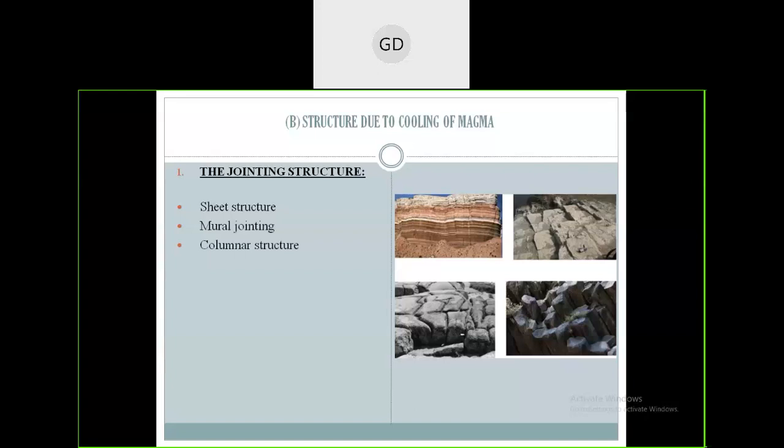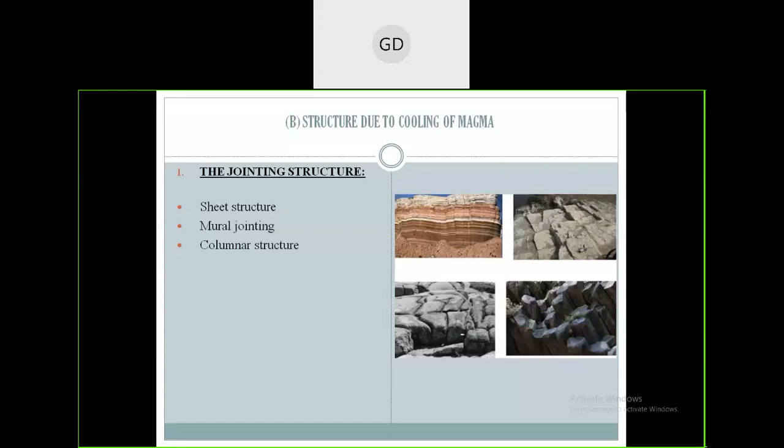The next one is your mural jointing. In mural jointing, three sets of joints will be there, and they are mutually at right angles to one another, so they give a look of cubical blocks. When it looks like a cubical block structure, that is known as your mural jointing.